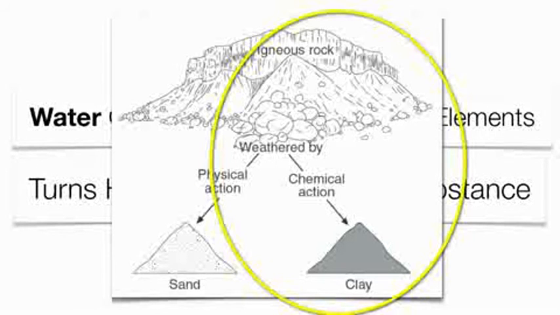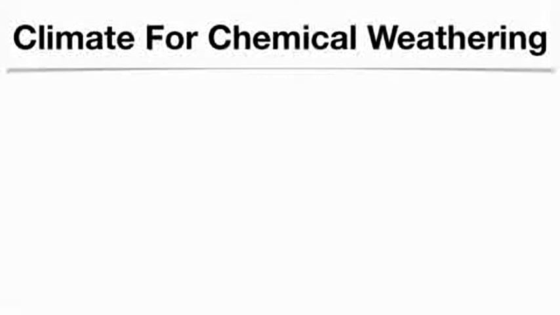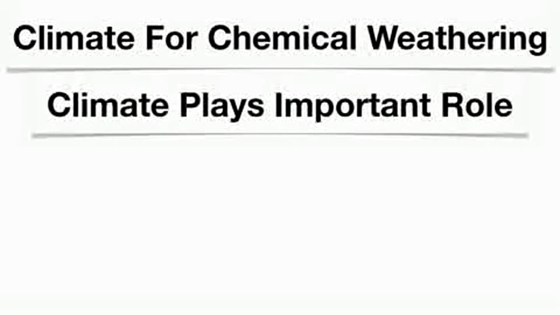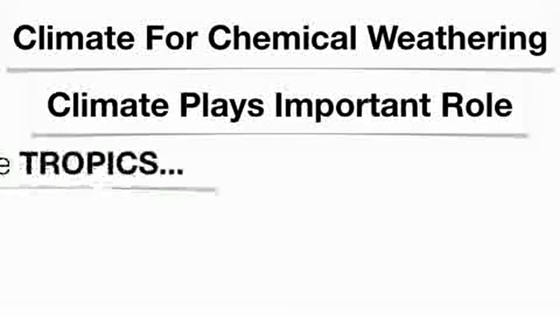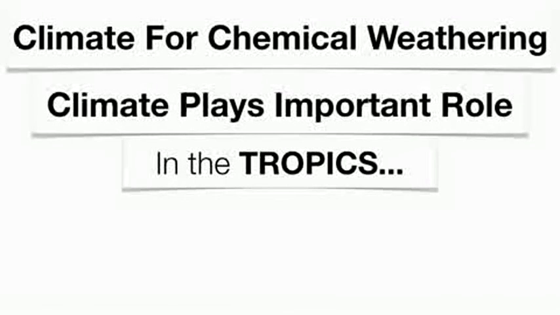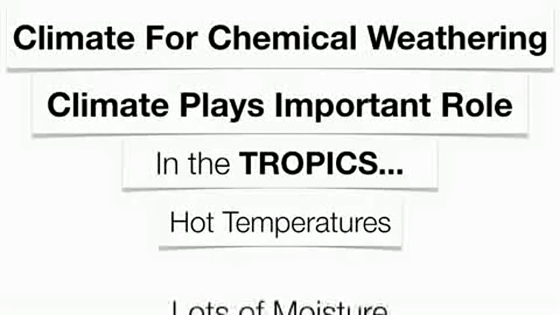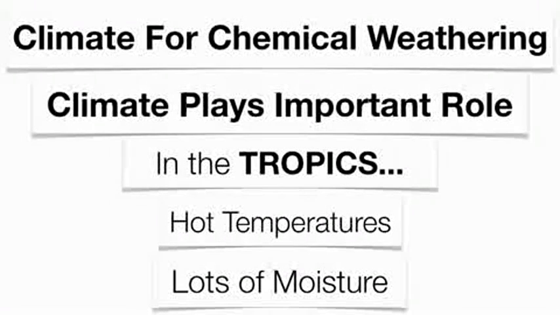Now realize that chemical weathering only happens in certain parts of the country, more prominently than others. So climate is going to have a major impact on the types of chemical weathering that you're dealing with. The majority of our chemical weathering is going to be found in the tropics, very simply because of the hot temperatures and lots of moisture. So you'll see a similarity between chemical and physical weathering in that you need a lot of water, but for chemical weathering, you need the hot temperatures as well.